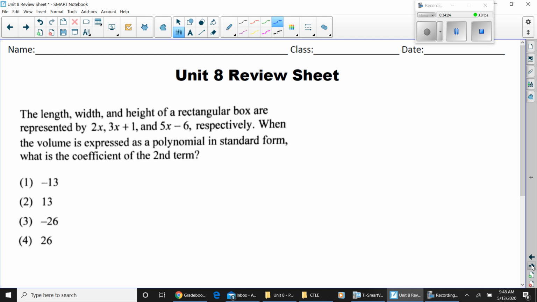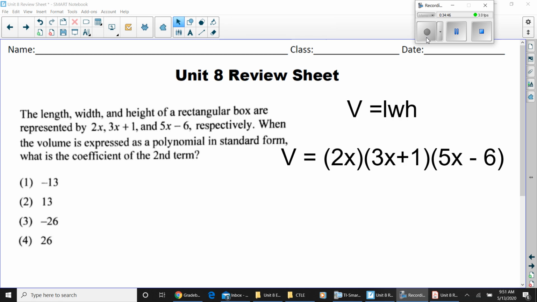So go ahead, see if you could get the volume. When the volume is expressed as a polynomial in standard form, the coefficient of that second term. So go ahead, get the volume formula for a rectangular box and see if you can do this. We'll come right back with it and press pause now. Give it a try.